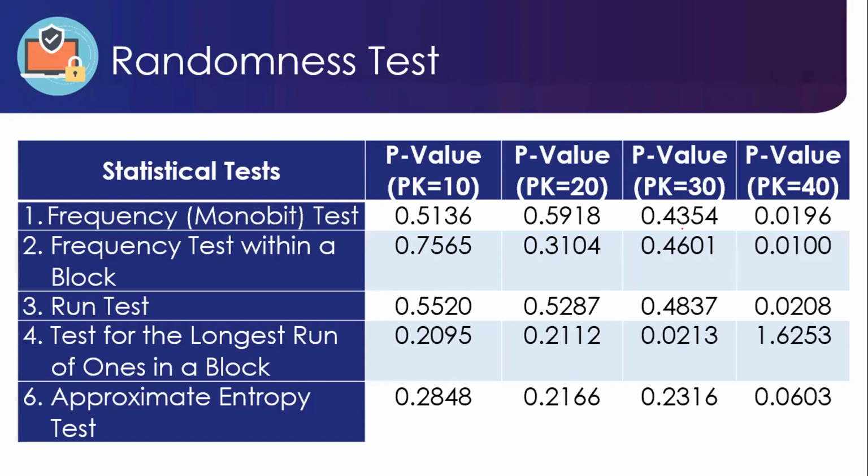For the 30 characters, we have 0.43, 0.46, 0.48, 0.02, and 0.23. And for the 40 characters, 0.01, 0.01, 0.6, and 1.